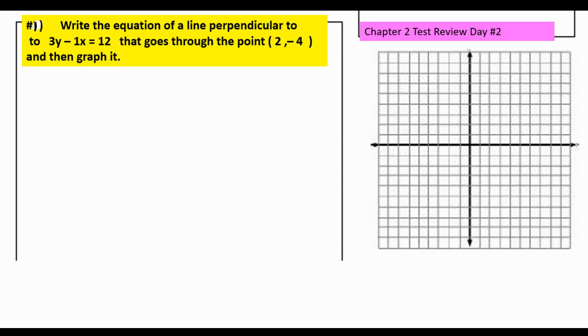So you're going to write the equation of the line perpendicular to 3y minus 1x equals 12. You're going to write the equation of that line that goes through the point 2, negative 4, and then we're going to graph it. So you should be writing down on page 144 of your note-taking guide what's in the yellow box. You should also label page 144 with Chapter 2, Test Review, Day 2. So here's the title over on the right.